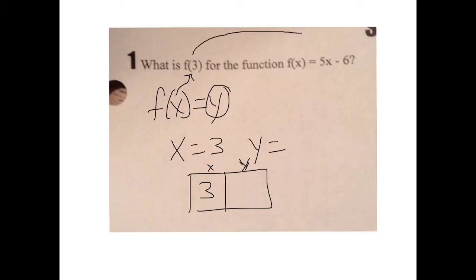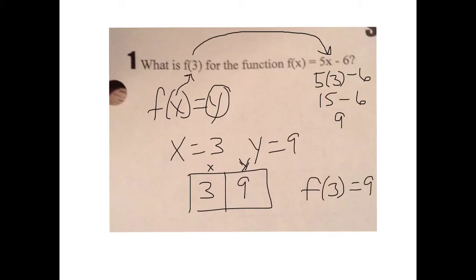What you learned back in middle school would be to take that 3 and replace it right there. 5 times 3 minus 6. And then we're just evaluating, which means do the math. 5 times 3 is 15, minus 6. 15 minus 6 is 9. So f of 3 equals 9.